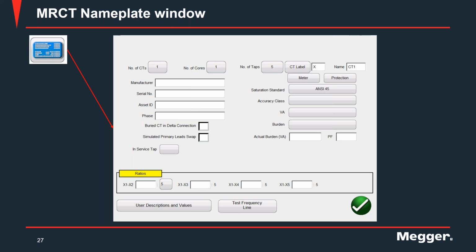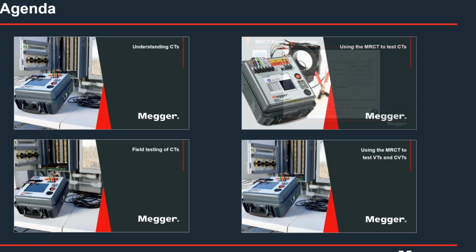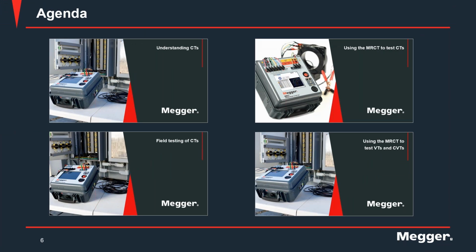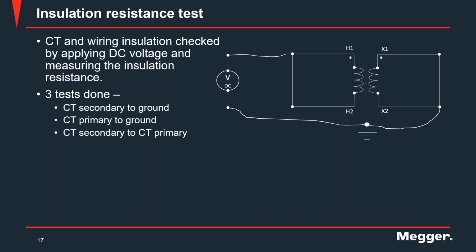Yes, okay, and Sanket, if you can again help us going back to that slide. I think I know what this question is referring to. I think it's slide 17, yes. So when we perform insulation resistance, different measurements are reported: CT secondary to ground, CT primary to ground, and CT secondary to primary. This actual connection, the unit will do it for you.